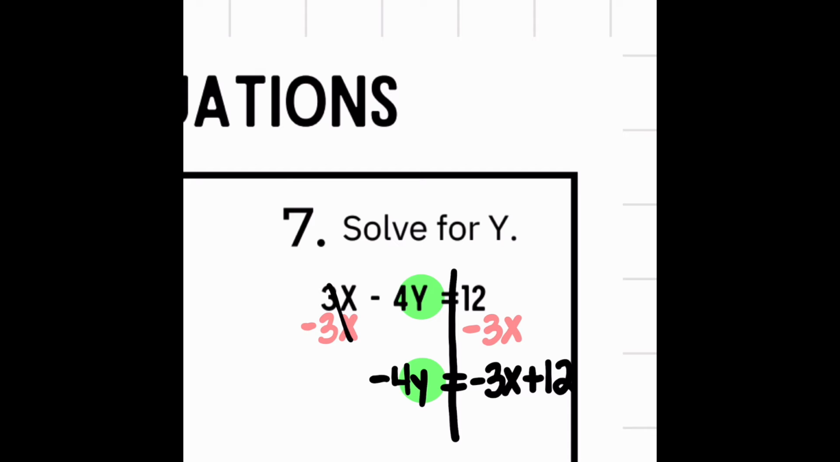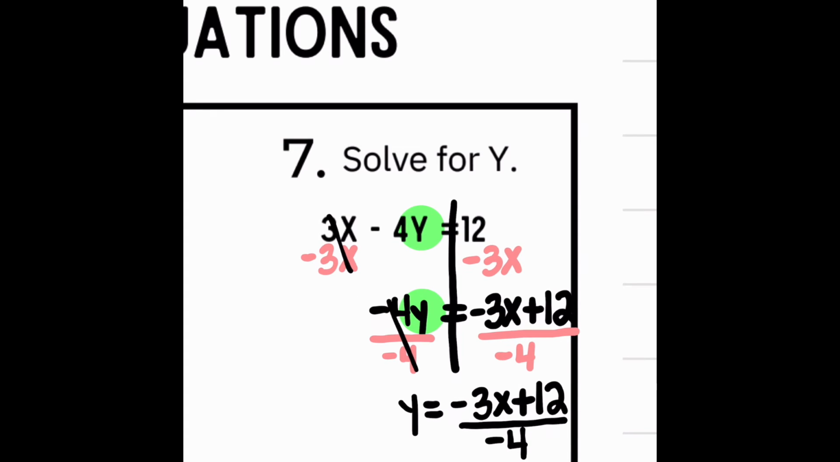All right, so I have -4y. In order to get rid of that -4 times y, we're going to divide by -4. Once I divide by that -4, I'm going to divide the whole right side, and y equals -3x plus 12, divided by -4. Again, there is a way to simplify this, but for right now, as long as you can do this part, we'll work on simplifying when we get to linear.